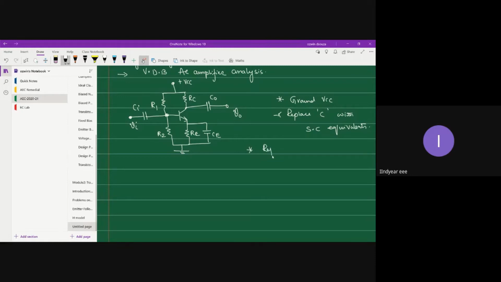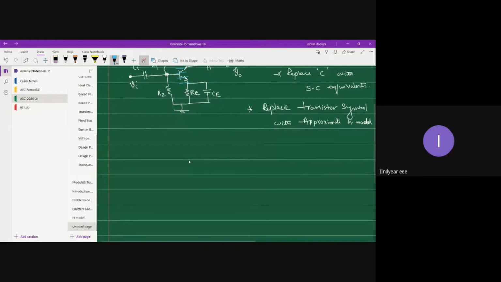So what I will do is I will write this statement: replace transistor symbol with approximate H model. That's all you have to do. Replace transistor symbol with approximate H model. So what I will do, the transistor, let me take it in the blue color.